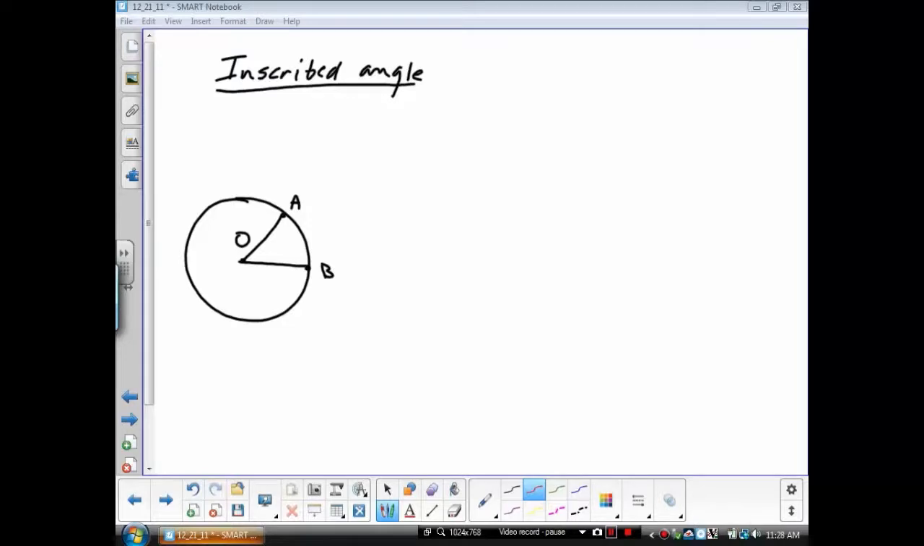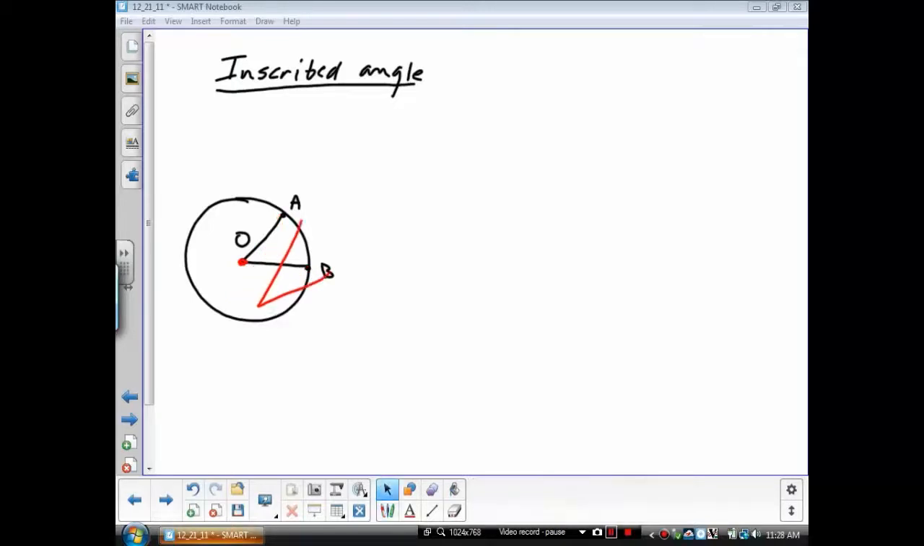An inscribed angle. So, Branson, is this an inscribed angle? No. Why not? Because it's not going through the whole. I didn't ask about central angle. You're right about central angle. AOB, since O is the center, is a central angle, right? But it's not an inscribed angle.